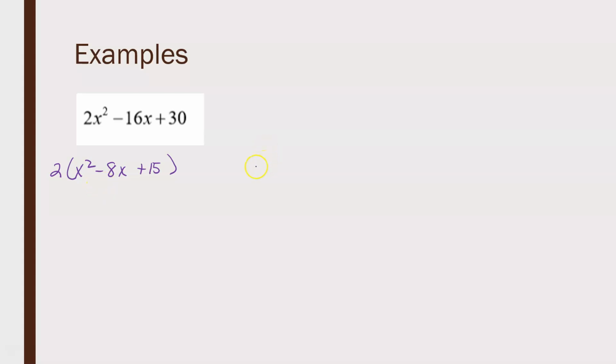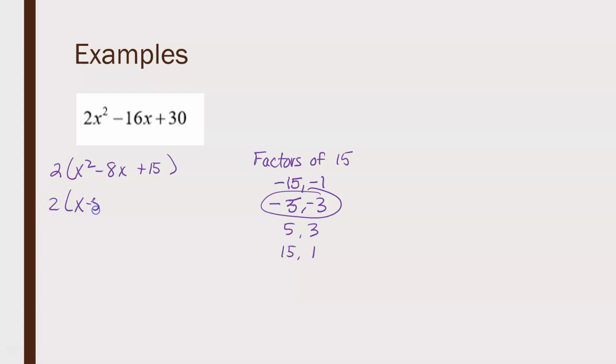So let's see. We have a couple choices. That's positive 15. So we have -15, -1, -5, -3, 5, 3, 15, 1. And it's right here because if you add -5 and -3 together, you get the center term, -8. We're not splitting anymore. We're just taking each one. So that's it. Make sure, before I leave you, to always check for a greatest common factor.